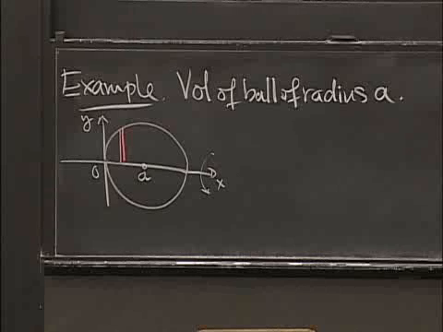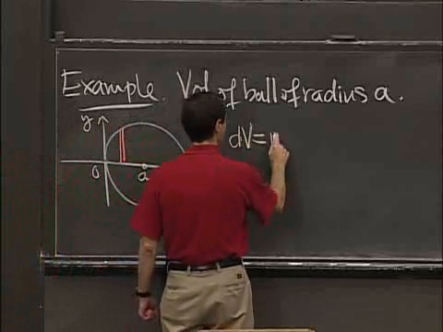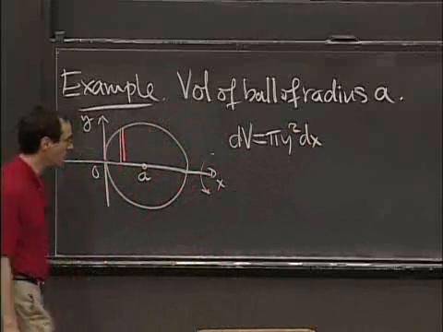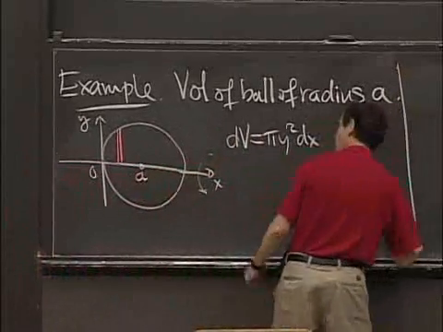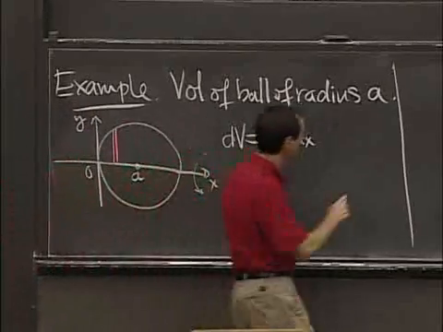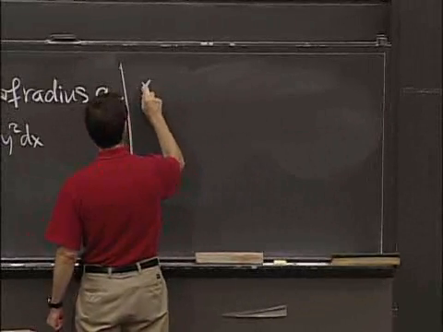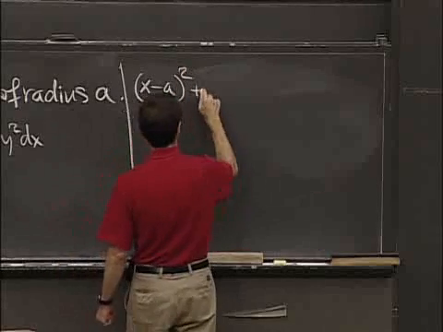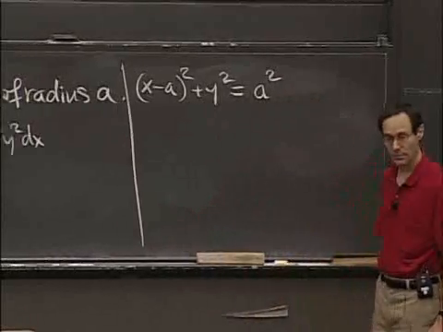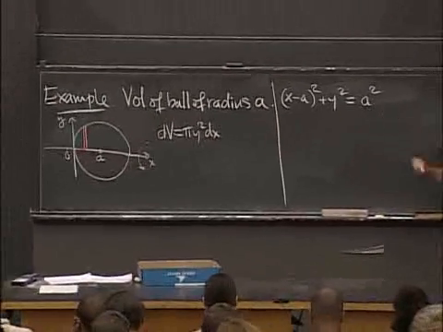All right, so the setup is the following. It's always the same. Here's our formula, and we need to figure out what's going on with that formula. And so we need to solve for y as a function of x. In order to do that, what we're going to do is just write down the equation for the circle. This is the circle. It's centered at a, 0, so that's its formula.